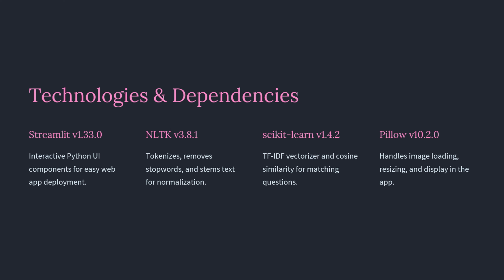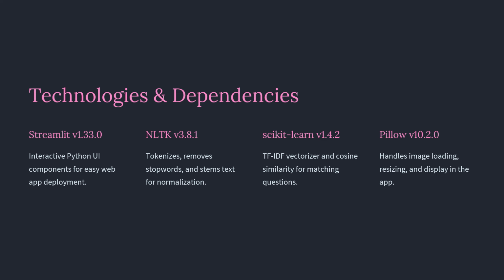Now next we will look at technologies and dependencies. First is Streamlit. This library lets us build an interactive web interface in pure Python. With just a few lines of code, we have buttons, text inputs and styling. No requirement of HTML or JavaScript.